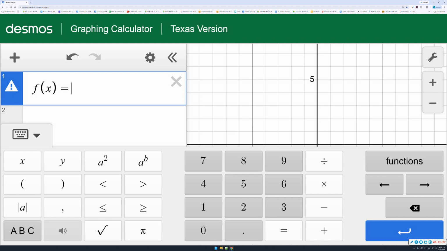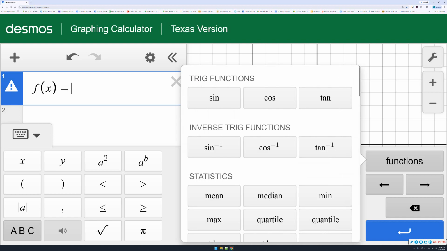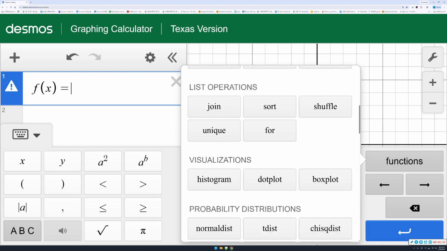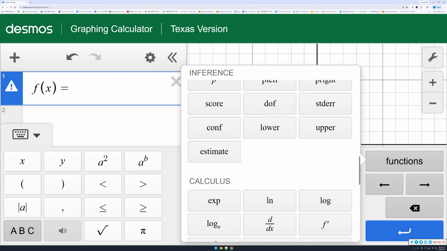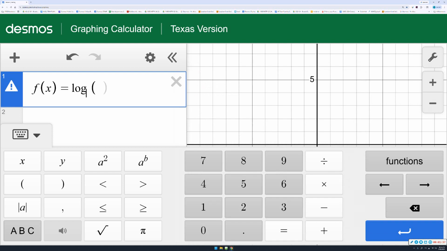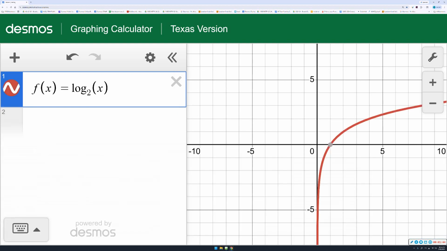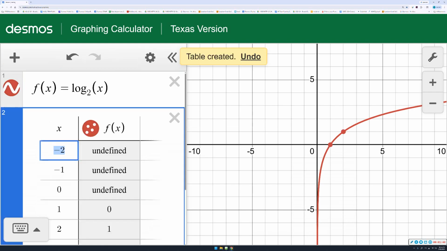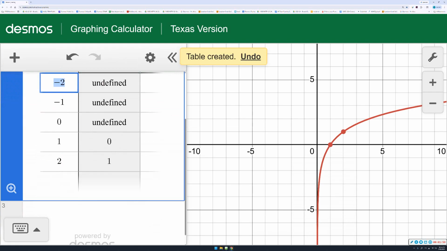All right, then you're going to click on the functions button. You're going to go ahead and scroll all the way down to the calculus portion. And on the calculus portion, you will click and select the log base A. From there, we then type in our log base 2 of x. And from there, you can also identify points of accuracy by clicking on the gear button, clicking on the table. And from there, you have all the points of accuracy that you can obtain. Okay, nonetheless, let's go back here.